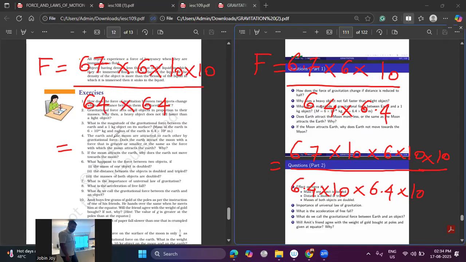So 67 into 6 is 402 into 100. That means 40200 divided by 64 into 64. 64 into 64 is 4096. So 40200 divided by 4096 is equal to 9.8. 9.8 Newton. So the answer is 9.8 Newton.